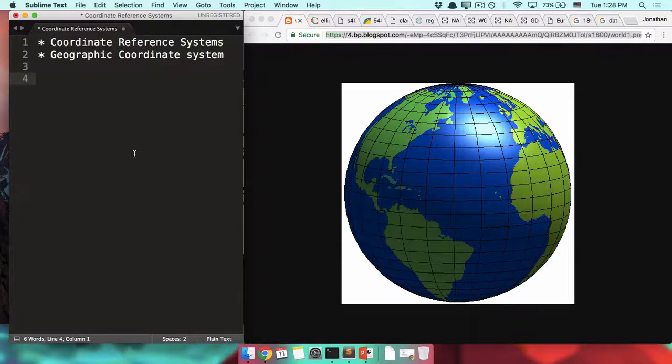An important concept when using geospatial data, especially when mapping or working with two separate data sets, is the idea of a coordinate reference system or a geographic coordinate system. Let's figure out what that means, why it's important, and how we'll use it.